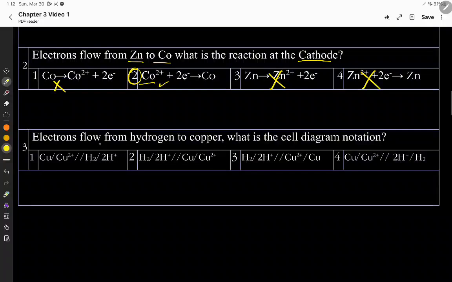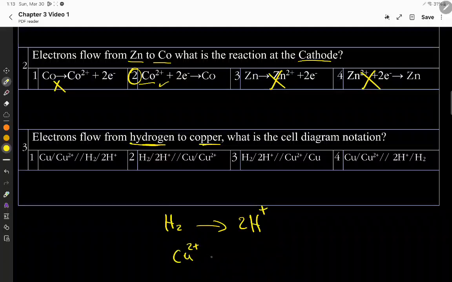It tells us the electrons flow from hydrogen to copper. Now let's see, from hydrogen to copper. Hydrogen is the anode, and what happens at the anode is oxidation. Hydrogen, which is 0, is going to be hydrogen positive, and copper is going to be from copper to positive copper. Now we're going to find the equation which has hydrogen to hydrogen positive, copper to positive copper.